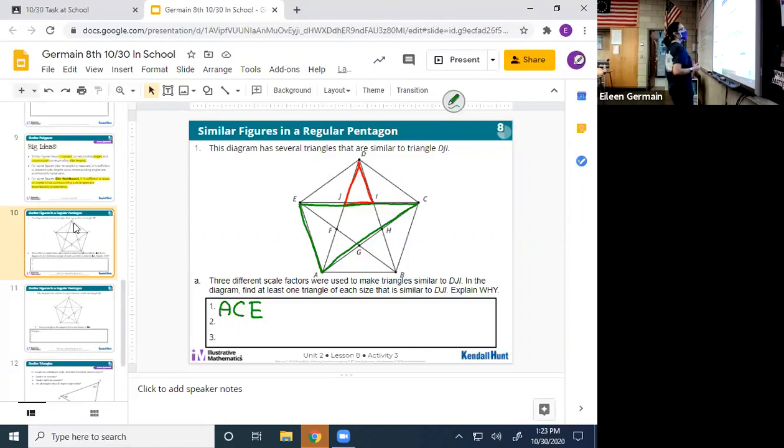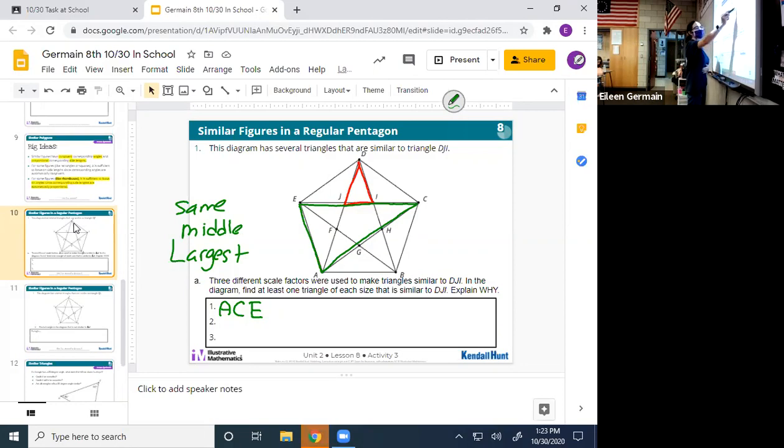So your job is to find, this is the one that is the largest. And then there are going to be some that are the same as the red one, and then there's one that's going to be in between, the middle. So I want you to take 2 minutes to look at this, and list out different triangles that are similar to DJI. I gave us one already, ACE, and I highlighted it. For the next 2.5 minutes, list out some more triangles that are similar to DJI.